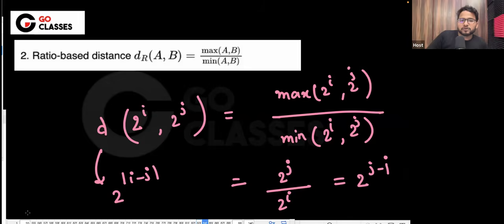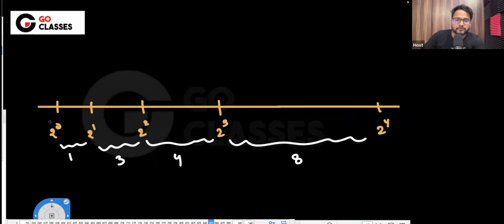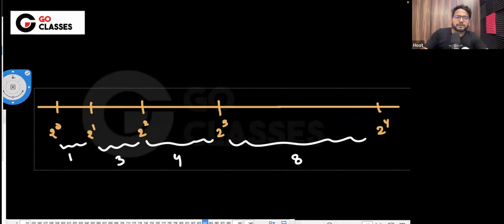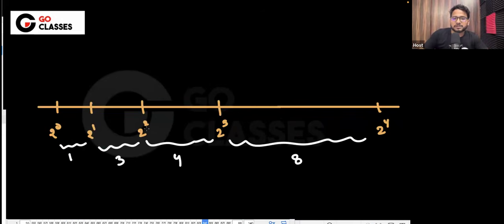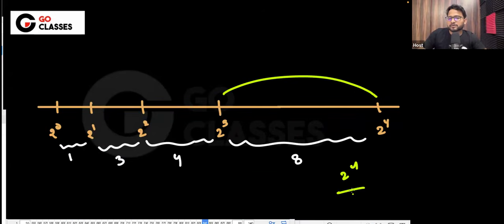Now suppose I ask you, in this kind of case, these are the Euclidean distances which I have written. But what is the distance between these two adjacent ones? You will say, let me just take the ratio. So 2 power 4 divided by 2 power 3, because the maximum goes above and the minimum below. Basically it will be 2 power i minus j, which will be 2.